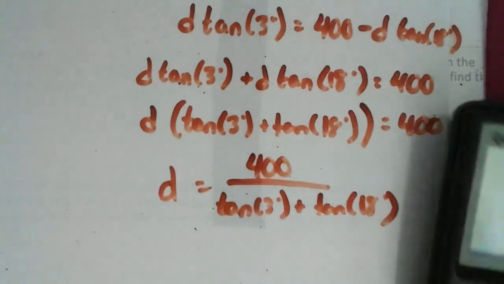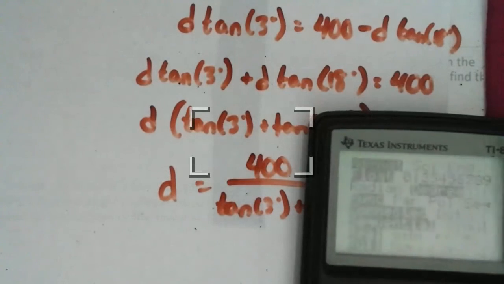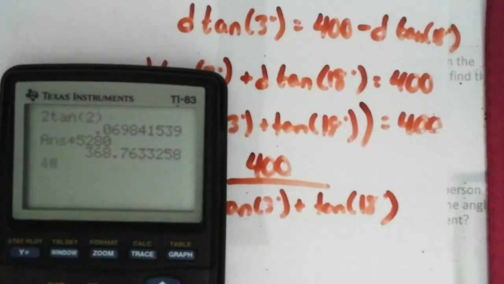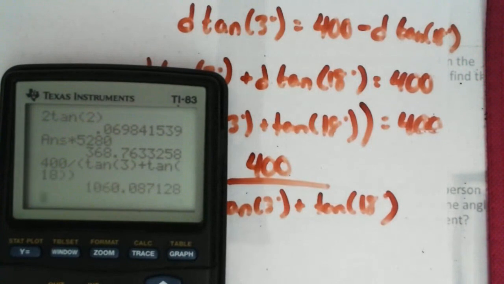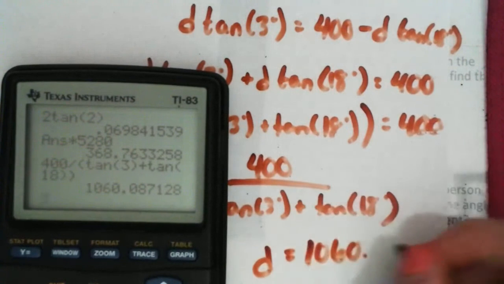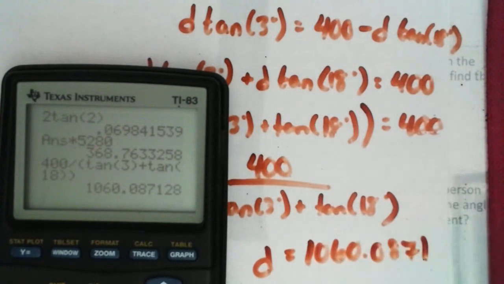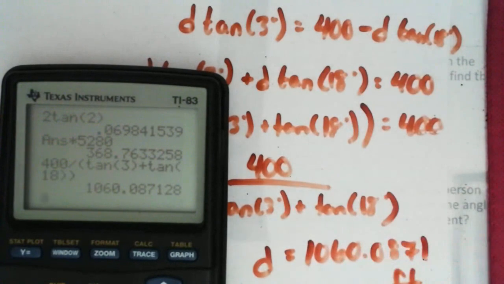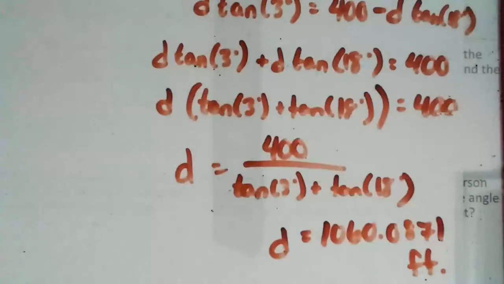Consult the calculator, make sure we're in degree mode. We are. So we're going to take 400 divided by, in parentheses, the tangent of 3 plus the tangent of 18. And we get that D is about equal to 1060.0871. And this time we were measuring our distances in feet. So this one actually gets to stay in feet. No weird computations here.